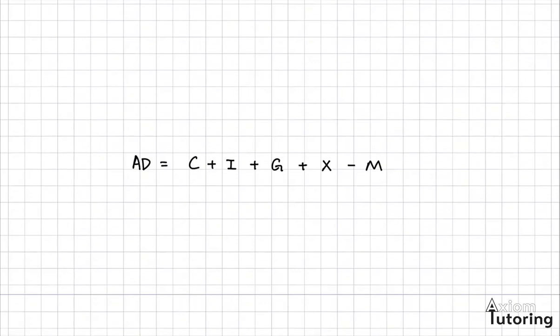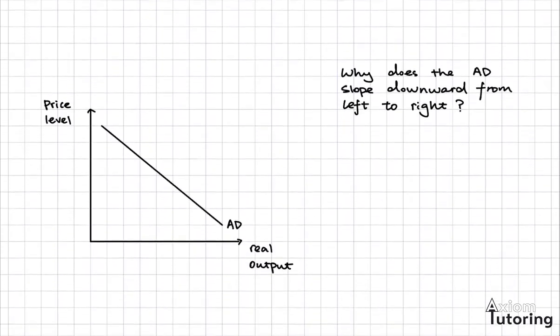We subtract imports because imports are spending on goods and services produced overseas rather than output produced within our geographical boundary. On an aggregate demand curve diagram, the vertical axis shows the general price level, while the horizontal axis shows real national output, or real GDP. The aggregate demand curve slopes downward from left to right, and this tells us that, other things being equal, a lower price level is associated with a higher quantity of real output demanded.